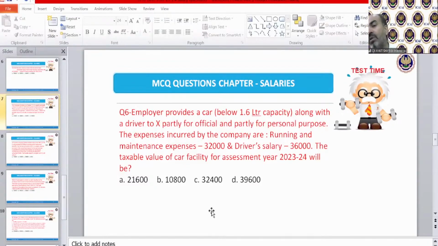So we need to find out the taxable value on the basis of the fixed percentage. And that is how much it should be. It's less than 1600 cc. So we all know what amount is going to be taxable for the car as well as for the driver. I'm waiting for your answer. Question number 6. Which limit will be applicable if the car is below 1600 cc?